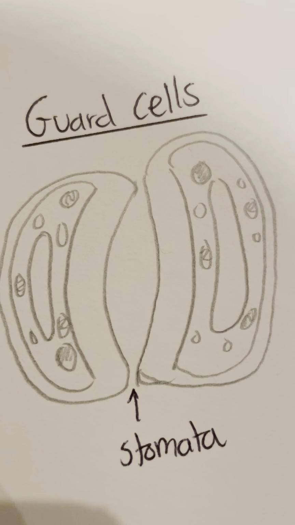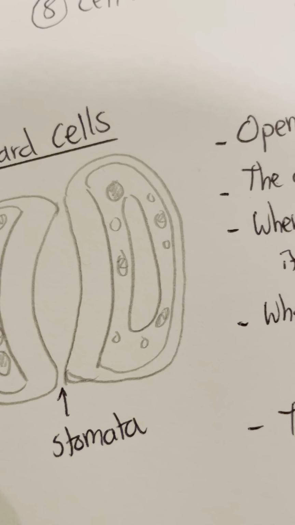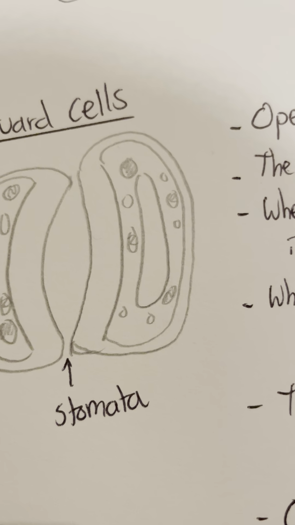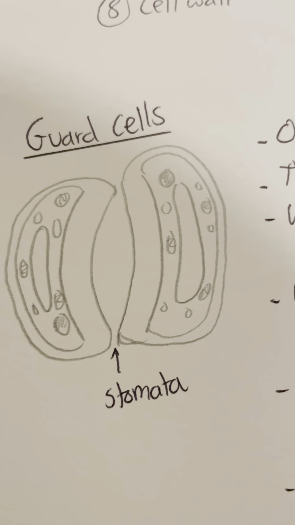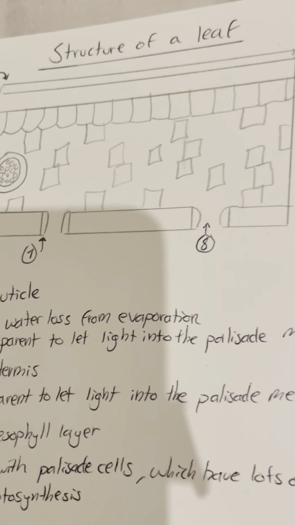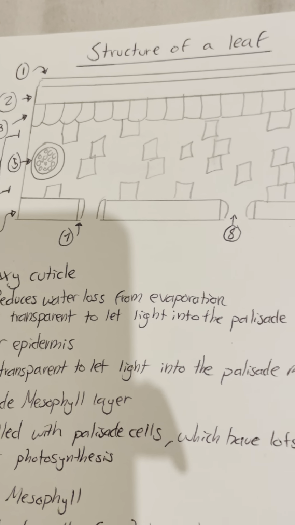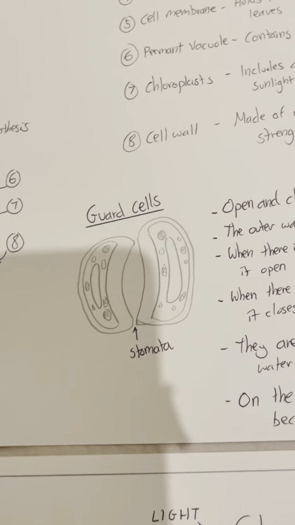They're light sensitive, so they close at night to conserve water for photosynthesis, because you can't do photosynthesis at night because there's no light. And they are found in the lower epidermis at the bottom of the leaf, so there's less evaporation, so there's less water loss because it's cooler there. And they are also a specialized plant cell.